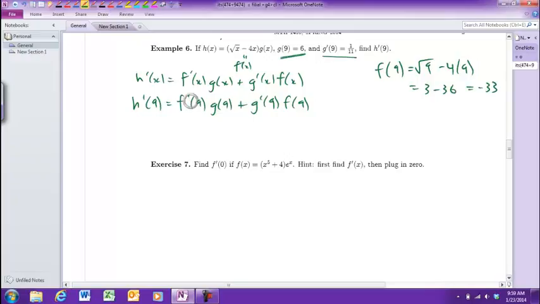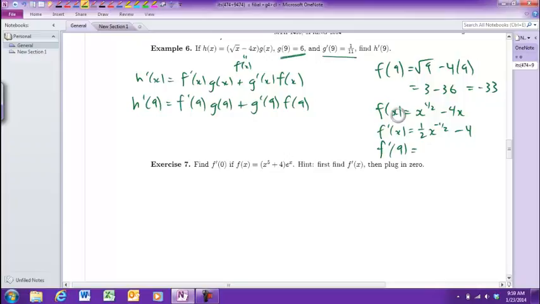To find f prime of 9, I have to first find f prime of x. I have to take the derivative of this function. So f of x equals, I'm going to rewrite square root of x as x to the 1/2 power, then f prime of x is 1/2 x to the negative 1/2 power minus 4.